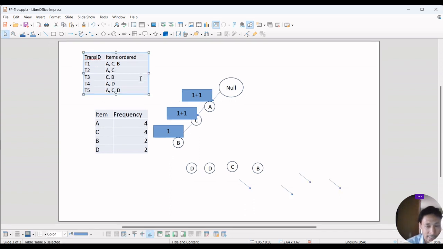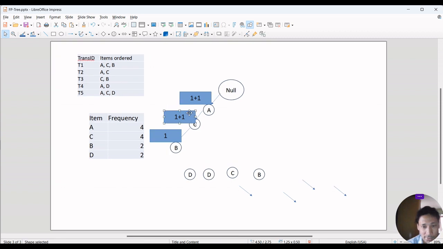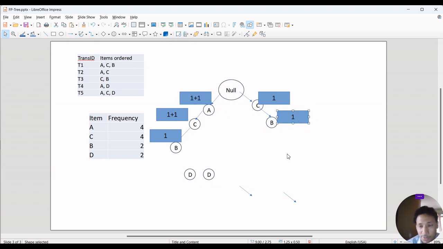Now let's consider the third transaction. In case of the third transaction, the transaction starts from C. Here in our tree we are not having any branch starting with C, so we will create a new branch here. So after C we are having B, so we'll put B here. Now we will initialize the count of these nodes also. So in this case all are 1.